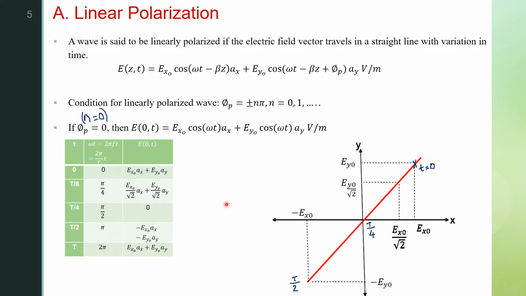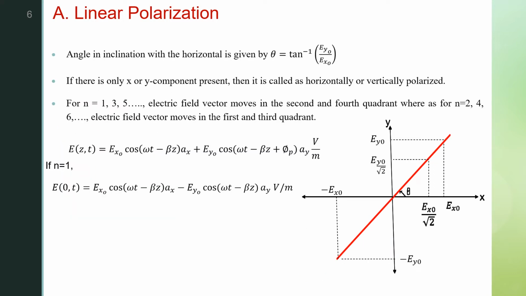That is, the locus that is defined by the tip of the electric field vector looked like a straight line. So we call it linear polarization. And the condition that should be satisfied is phi p must be equal to plus or minus n pi. And here, how much is the angle of inclination with respect to this horizontal axis? Let's say that angle of inclination is theta. So in terms of Ey0 and Ex0, we can write theta is equal to tan inverse Ey0 by Ex0.